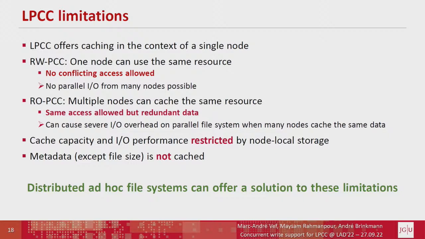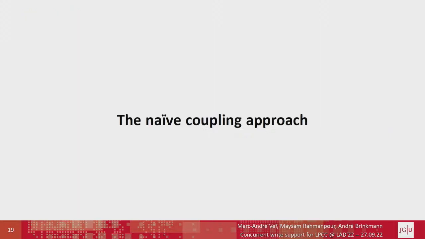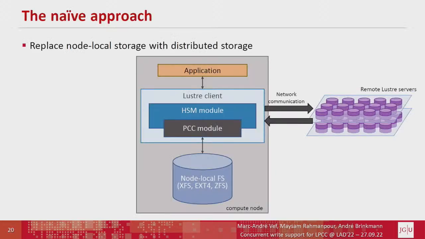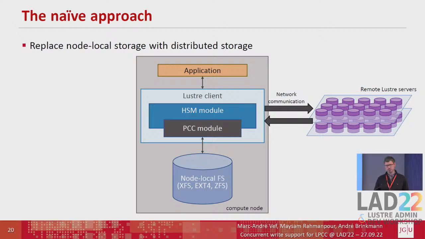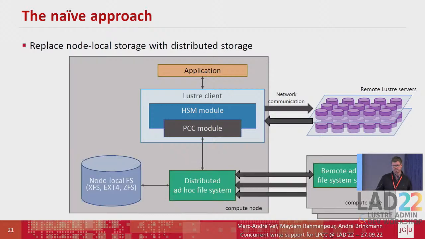But in general, ad hoc storage systems, and now we come back here, can offer a solution to this limitation because we already have this wide striping, having linear scaling for metadata and data workloads, regardless of whether you have a shared file or a file per process, random or sequential I/O. So when we started this, the naive coupling approach is, if we look at that, by the applications using the Lustre client and PCCs using the node local file system, we could just replace the node local file system with a distributed ad hoc storage system.